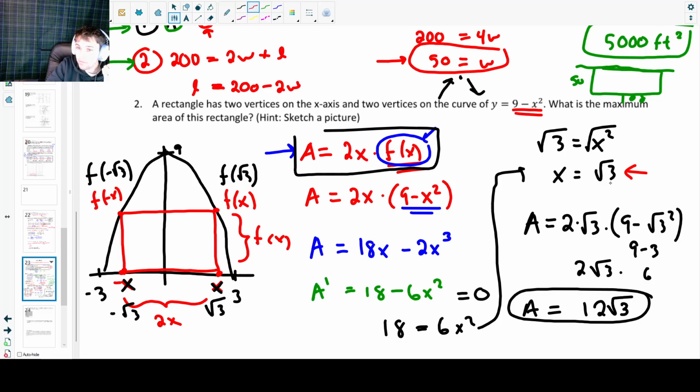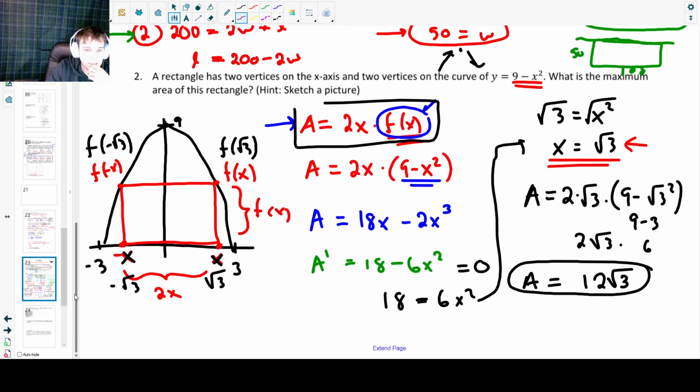Cool. Now, I presumed that this was the maximum, right? I could confirm that. Let me just confirm that that actually was a maximum value. And again, a handy way of doing that is by taking a look at our second derivative. So our second derivative would be equal to, that would be 0, so negative 12x. And we want to know at the square root of 3 whether this would be concave up or concave down.